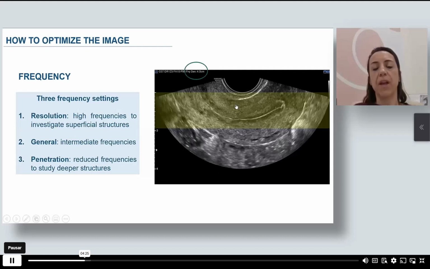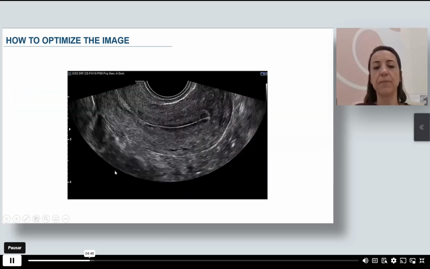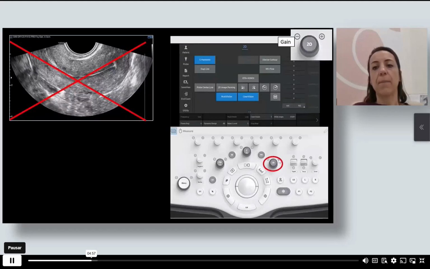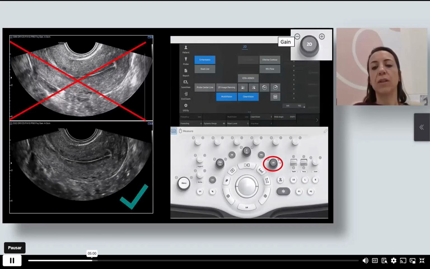Then frequency. Usually we use general frequency, but there are 3 frequency settings, including resolution, high frequencies to investigate superficial structures, general, or penetration, less frequencies to study deeper structures. With frequency and focus, we can obtain the correct image. But also we have to check the gain to obtain the correct color of the image.